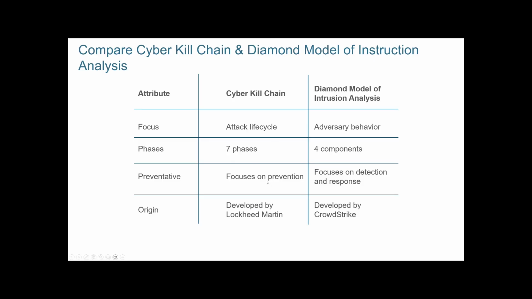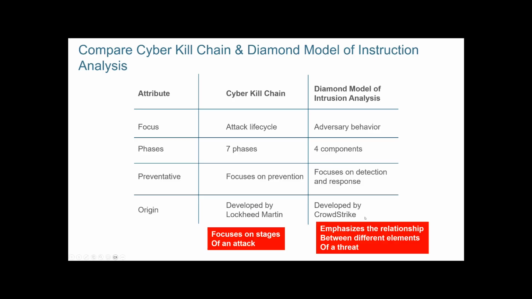Preventative, cyber kill chain focuses on prevention. The diamond model is just detecting what's already happened and how we are going to respond to it. So one's not a substitute for the other. They're just models that we use as cybersecurity professionals. Lockheed Martin did develop the cyber kill chain, and CrowdStrike, which is valid, developed the diamond model. Again, the kill chain focuses on stages. The diamond model emphasizes the relationship between those different elements, the adversary.